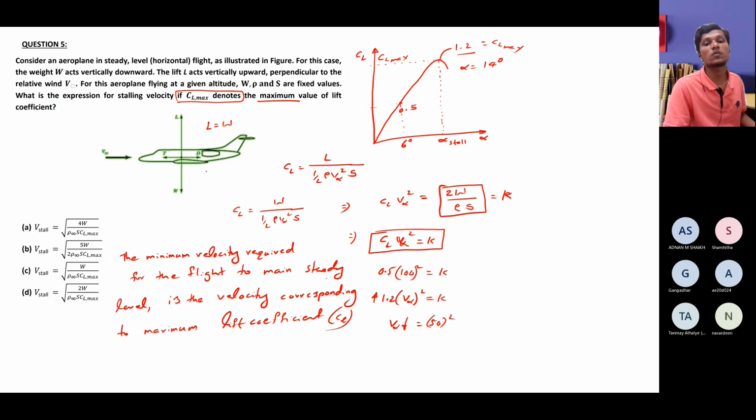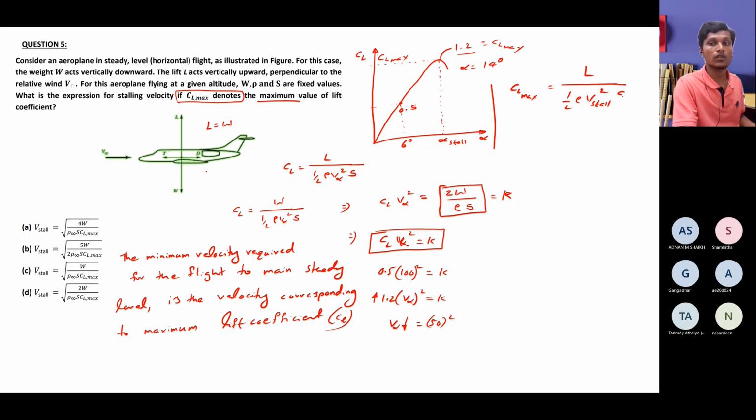Right, at the maximum CL you can maintain your V infinity. So I will just substitute the same thing in the CL equation. CL max is equal to lift by half rho V squared. Instead of V infinity, this is V stall, because you are already substituting your CL max, which corresponds to the stall velocity. So this is the minimum velocity. If you reduce your velocity below this, then you will experience a sudden drop of lift.